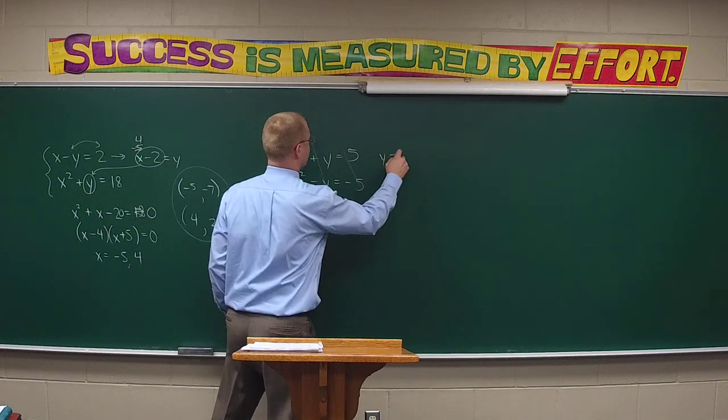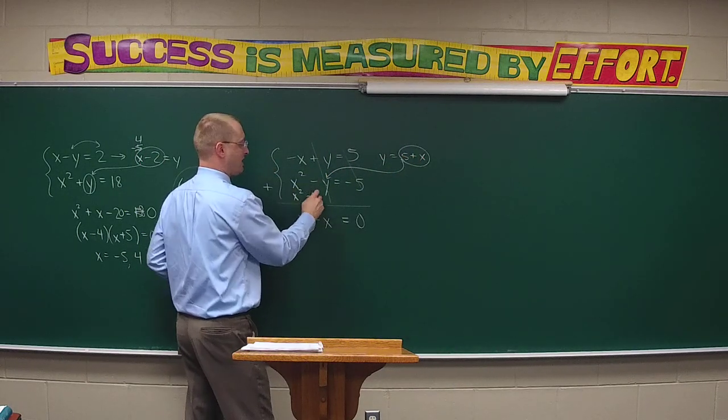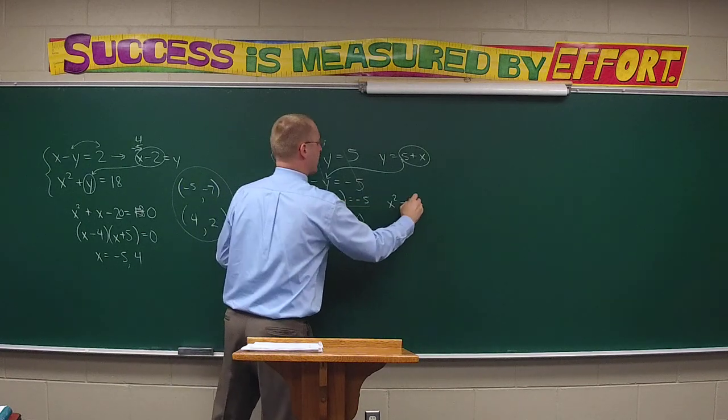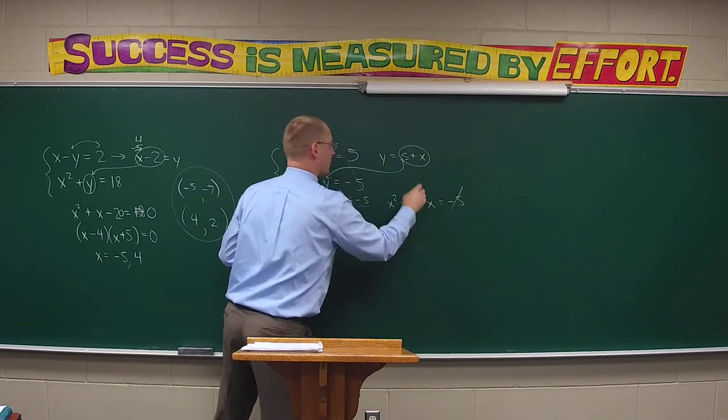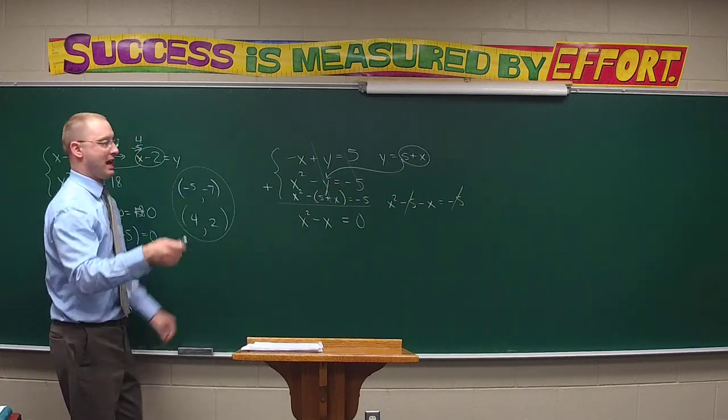You could have said y is equal to 5 plus x and put a 5 plus x in right here, right? x squared minus 5 plus x equals the negative 5. x squared minus 5 minus x equals negative 5, and allow those negative 5s to cancel. It gets you to the same point, right? Once you get here, Maddie, what should we do?